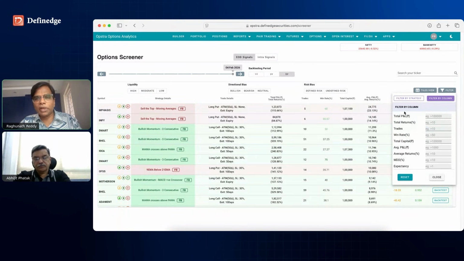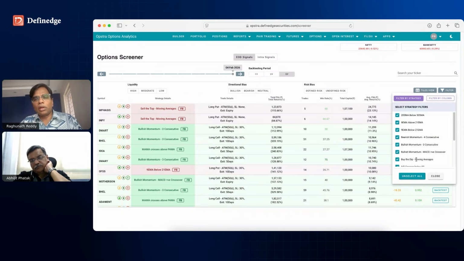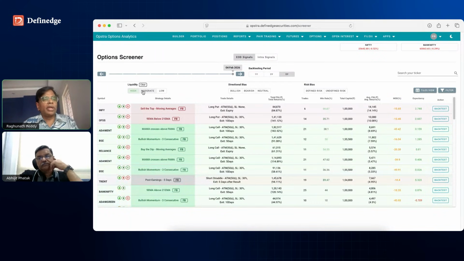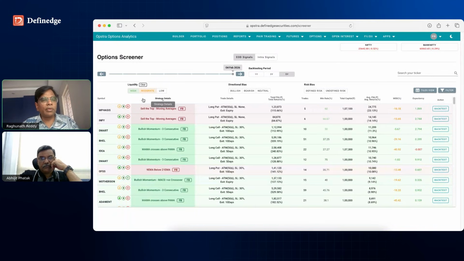And then you can also filter by strategy. Let's say I want only a particular kind of technical strategies, then you can use those to filter them. And then we also provide the liquidity filter. That is important. Probably you want high liquidity stocks, or you want to see moderate ones or low ones. So you can choose up to 2. I want both high and moderate, but don't show me illiquid ones. Then you can choose those like that.